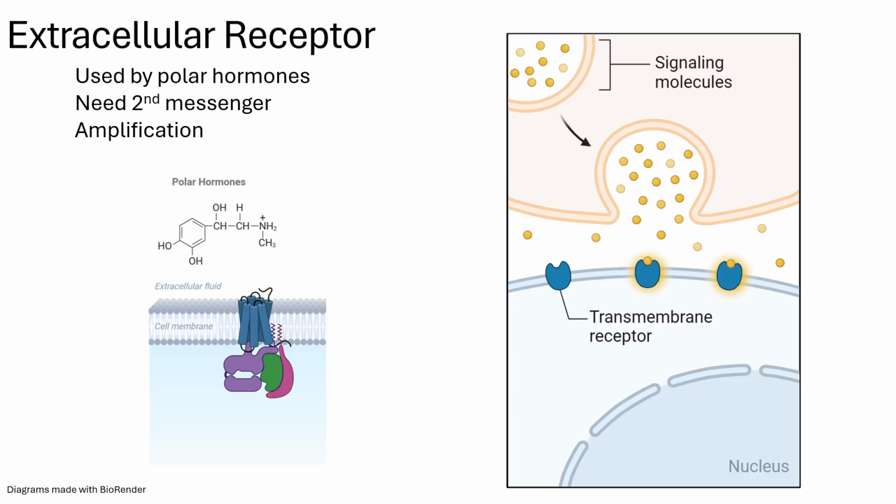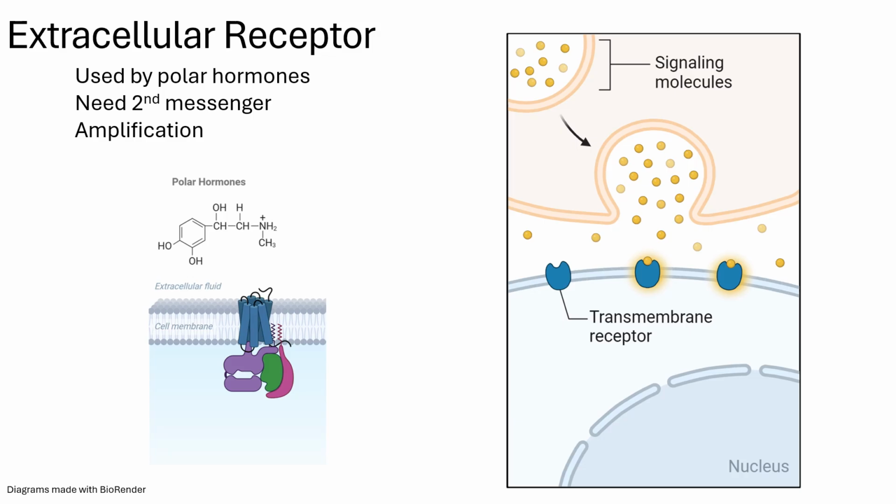The other thing about these hormones, not only needing a second messenger, is that the second messenger serves to amplify the signal within the cell. And what I mean is that one hormone affecting one receptor can actually turn on a whole bunch of different second messengers already inside the cell.